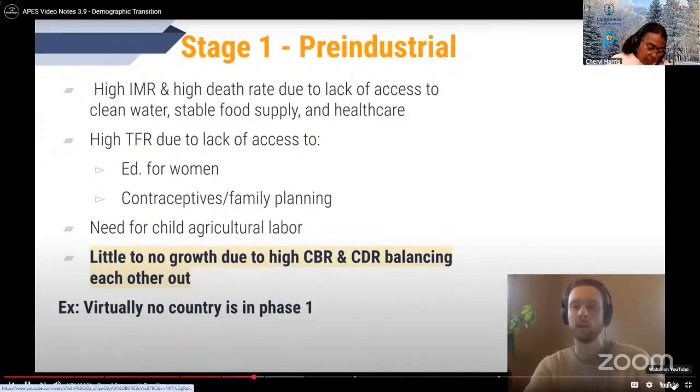It's important to point out, though, that there are virtually no countries in the world that are still pre-industrial. So while many nations are very poor and are very early in their development, essentially every country has moved from stage 1 into stage 2 and is growing to some degree.